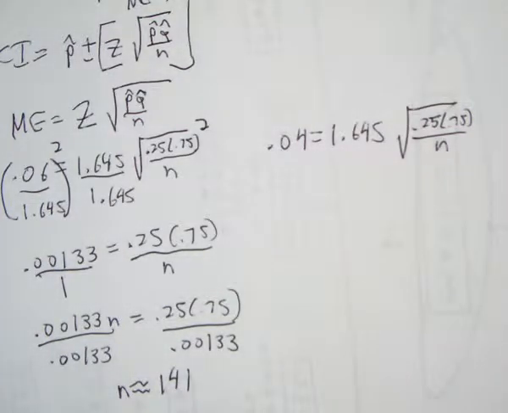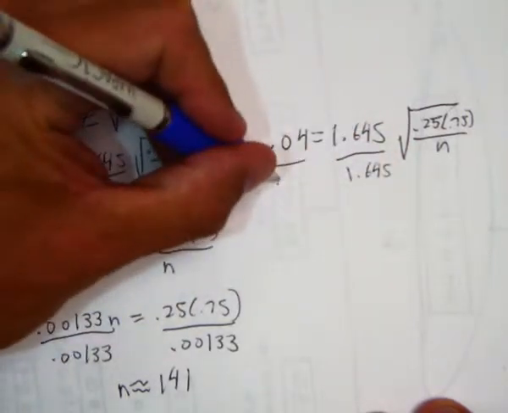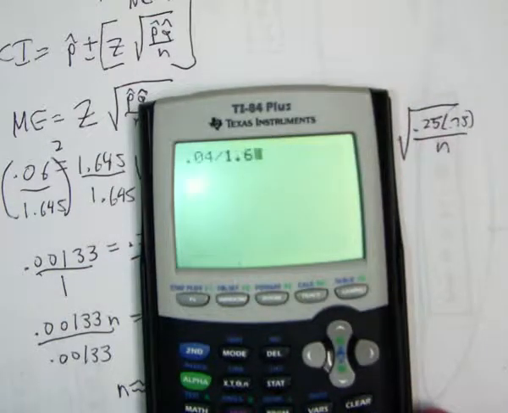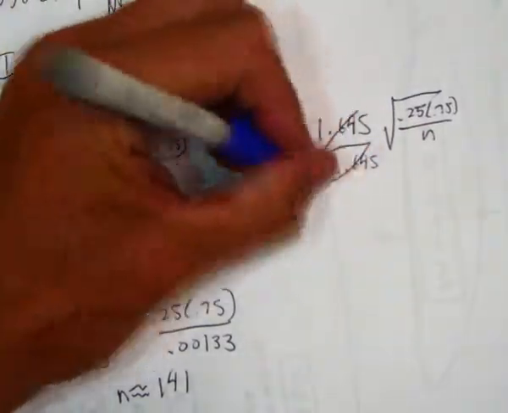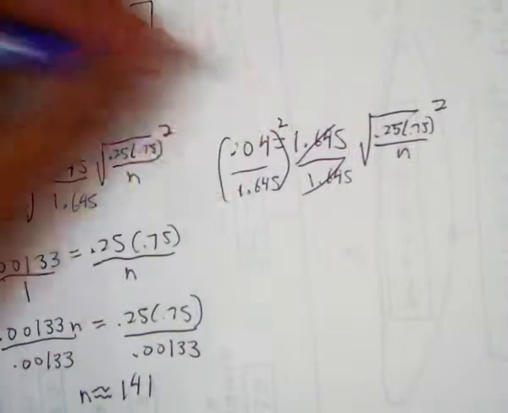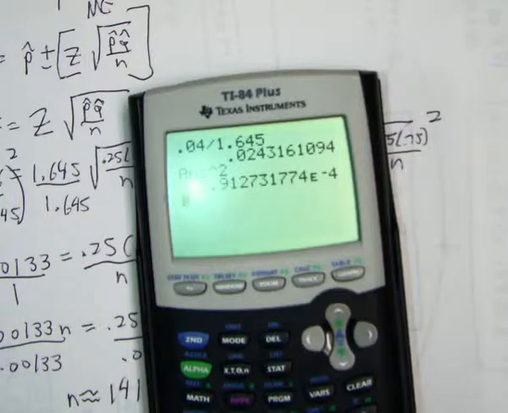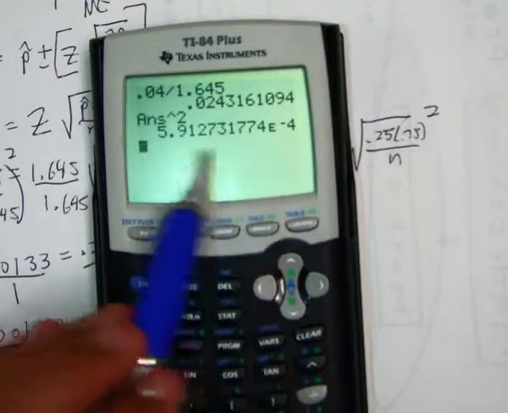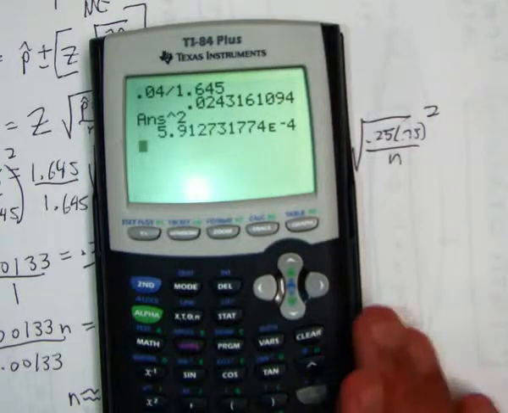Okay, so what are we going to do? We're going to divide 0.04 by 1.645, and I get 0.024. Then remember, we got rid of that square root, so we're going to square that answer. So let's square it, and we get this. Now don't forget that e to the negative fourth is over here. This is not 5.9, it's 0.00059. This is scientific notation, that's your calculator doing that.